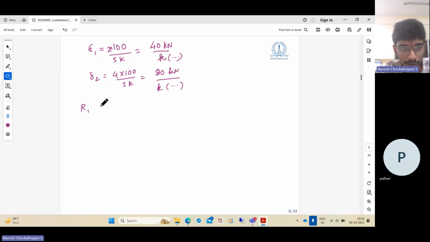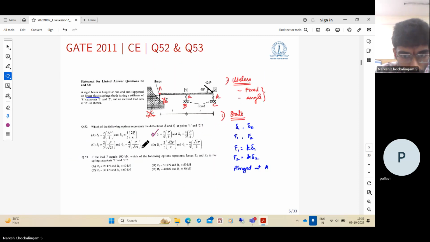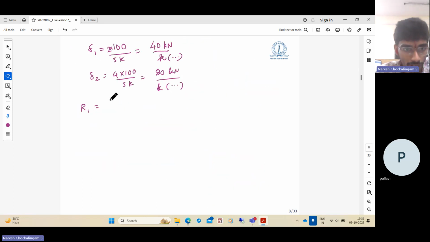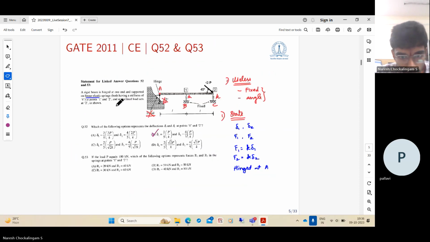And what is R1 and R2 is what they're asking. The forces R1 and R2. So we took it as F1 and F2. They name it as R1 and R2. R1 is nothing but F1, which is K times delta 1, K in appropriate unit. So it is nothing but 40 kilonewtons. And R2, K gets cancelled, it is 80 kilonewtons. So the correct answer is 40 and 80. Option D.